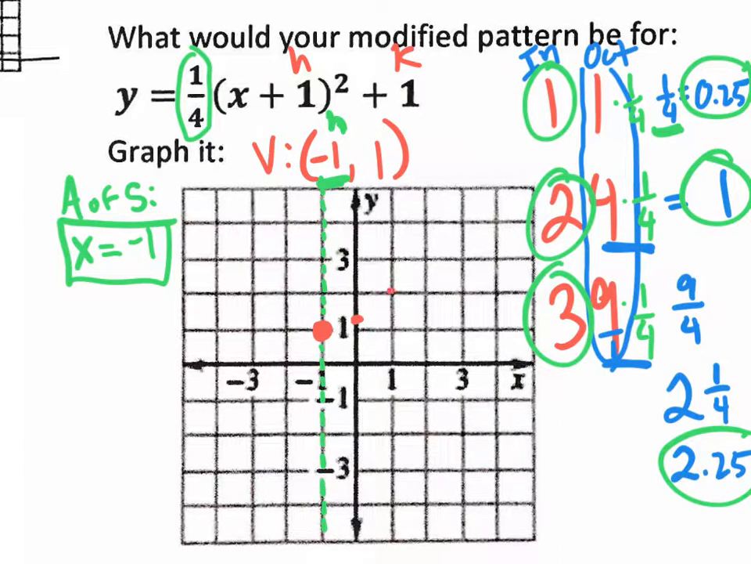Hopefully everybody's following along. Let's go back to the vertex and let's go for the last one. 3 and 2.25. Or 3 and 2 and 1/4, whatever you want. So 3 to the right, 1, 2, 3, and now 2 and a little bit more, 2.25. 1, 2, and a little bit more. Not quite halfway, but it's half of the half. Are you with me?